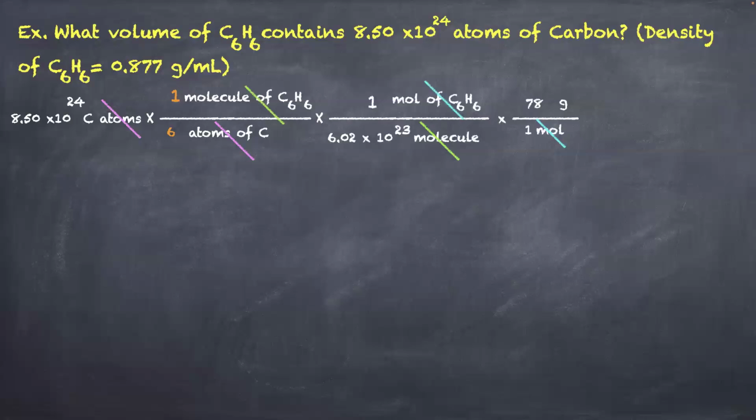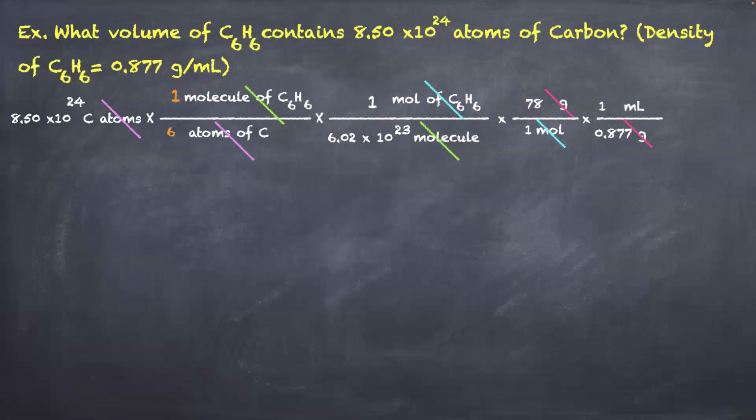However, we want to use the density to get the volume. So the unit of density is grams per milliliter. So this time we have to make sure to cancel the grams. So grams has to go at the bottom, milliliters has to go at the top. And this is like a ratio thing. So we can say for every 1 milliliter of C6H6, there's 0.877 grams. So this way grams can cancel out and we get the answer so far in milliliters.